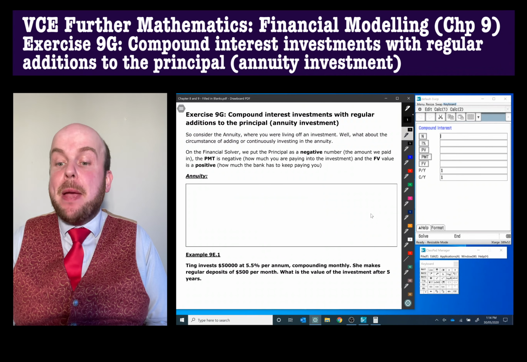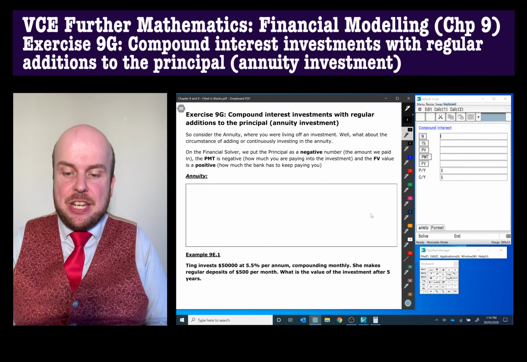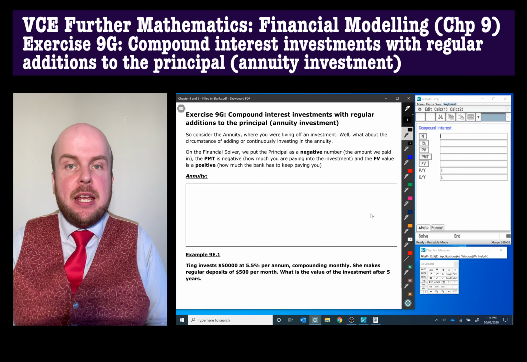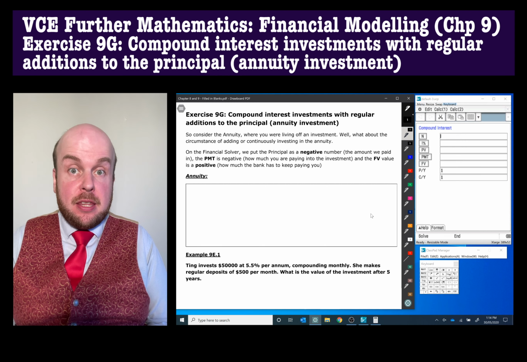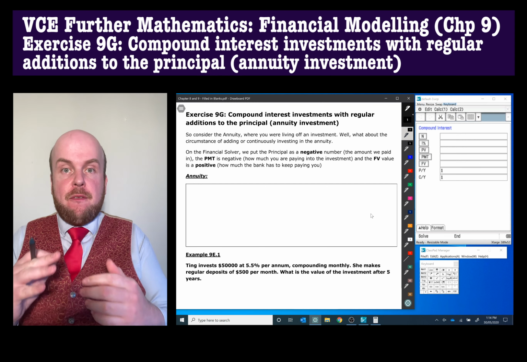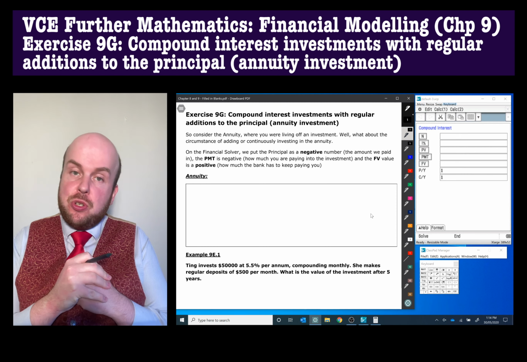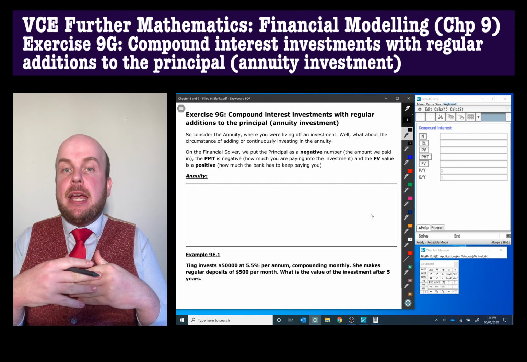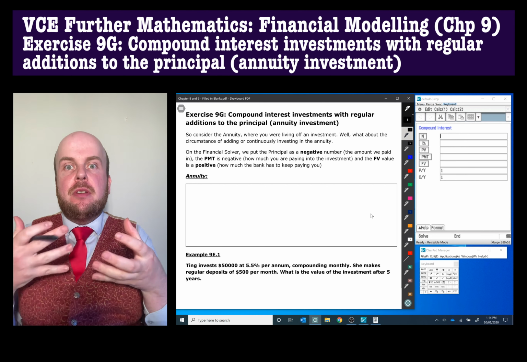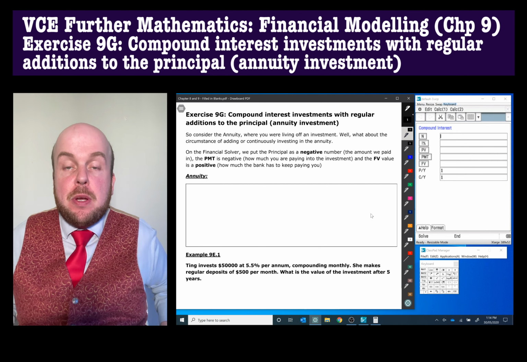Exercise 9G, compound interest investments with regular additions to the principal, and annuity investment. So the scenario here is that I've got an investment and I'm putting it in, and what I'm actually doing this time is I'm now making some further payments to increase the amount of the annuity.